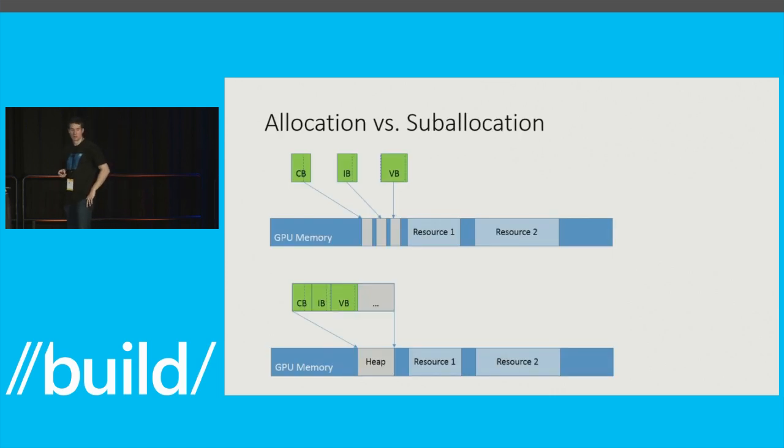Again, just from a visual point of view, the top is strongly typed 11 style. Individual buffers have strong types. At the bottom, D3D12 approach, it's just a heap, a chunk of memory. Your application can choose how to use that memory however it wants.